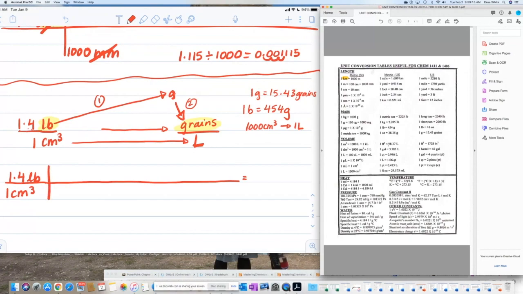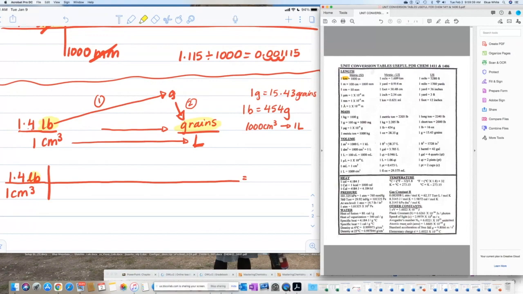So now I'm going to ask you, you get to pick. Do you want me to convert the top part, the pound, or the centimeter cube? You can start either one. It doesn't matter. Your answer will be the same. I think centimeter cube in the top. Okay, we'll start with centimeter cube, okay?